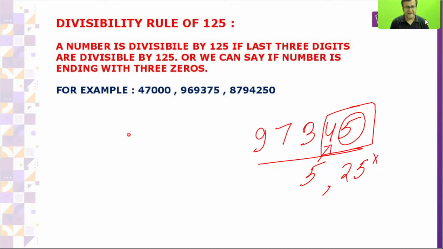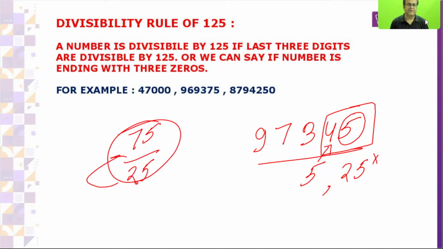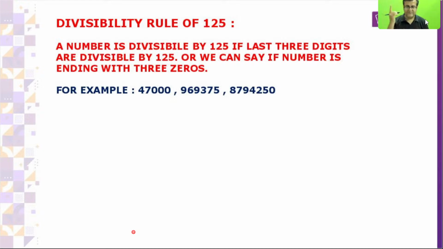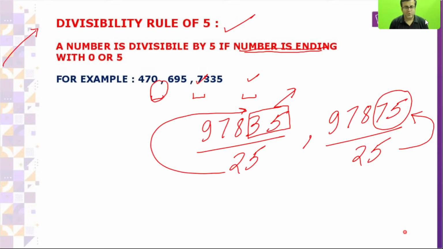If a number is divisible by 25, then definitely the number will be divisible by 5. Divisible by the bigger one, 125, then by 25, then by 5 also. If divisible by 25, then divisible by 5 also. If divisible by 5, it's not necessary that it will be divisible by 25 as well. In case of 125, the last 3 digits make a number like 375, 250, or 3 zeros, so it is exactly divisible by 125.